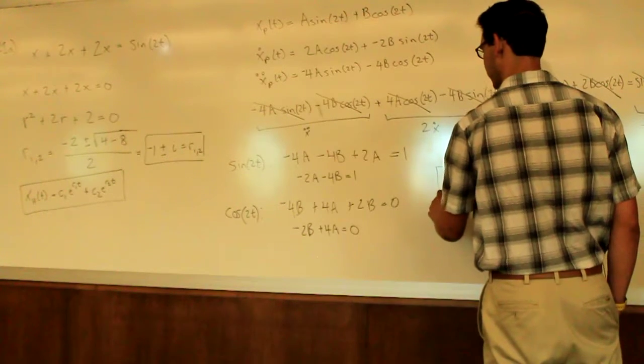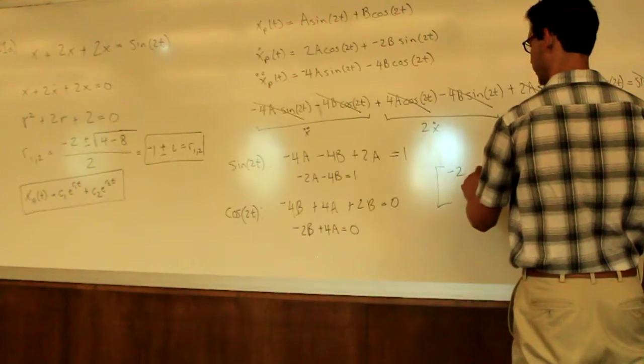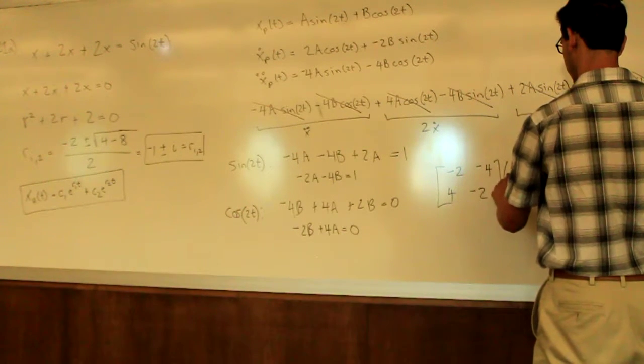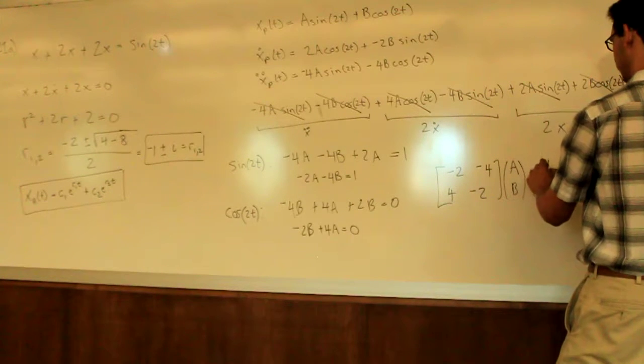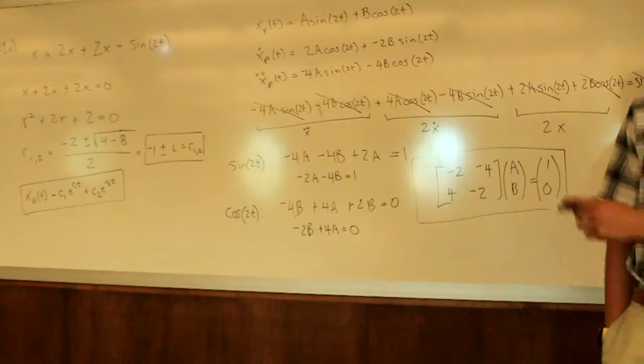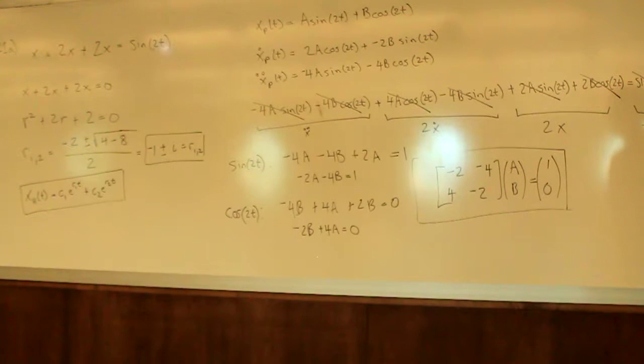Just a system of linear equations: negative 2, negative 4, 4, negative 2, times a, b, equals 1, 0. Do I expect you to solve this on a test? No. If you write that and square it, I assume that a computer could easily solve that. The brackets are a matrix, the parentheses are vectors, the box is saying that's my answer.